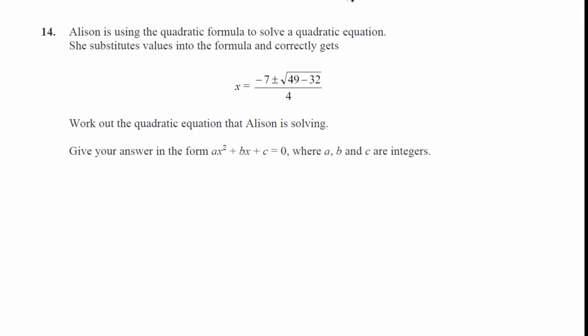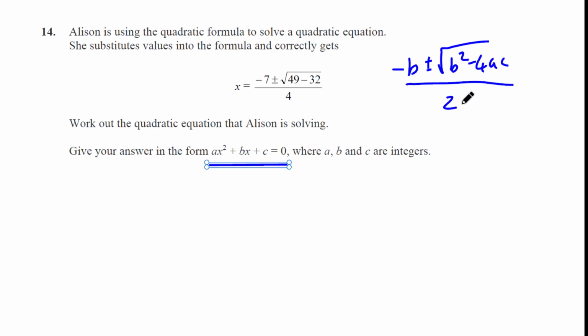Right, we have a quadratic formula here. It says Alison has used the formula correctly. Work out the quadratic equation that Alison is solving. So we're kind of reverse engineering from the quadratic formula. Step 1, we know the quadratic formula is this: minus b plus or minus the square root of b squared minus 4ac over 2a. So these numbers must match.